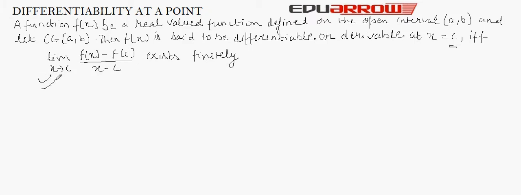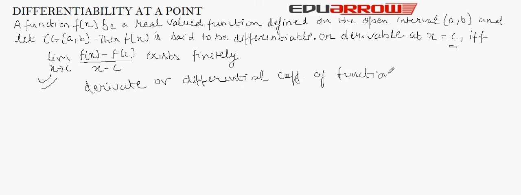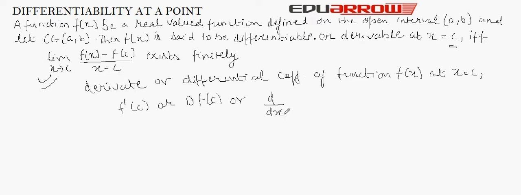This limit is called the derivative or differential coefficient of the function f(x) at x equal to c, and we denote it by f dash c, or d of f(c), or d over dx of f(x) at x equal to c.